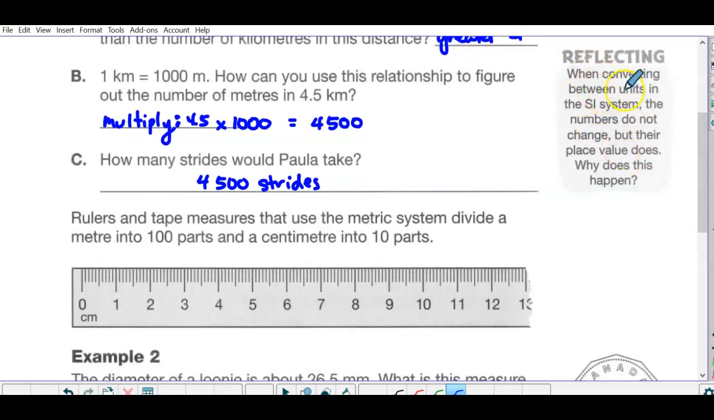Here's just a little reflection. When converting between units in the SI system, the numbers do not change, but their place values do. That's just because you're moving the decimal. Here's an example of a ruler or tape measure that uses the metric system. You can see each numbered part is a centimeter. In here, this longer line is half a centimeter. And each of the little lines is 1/10 of a centimeter, which is equal to a millimeter.